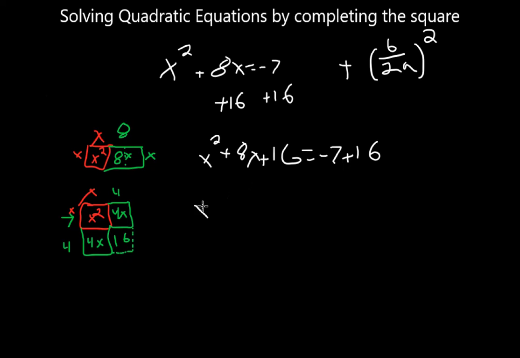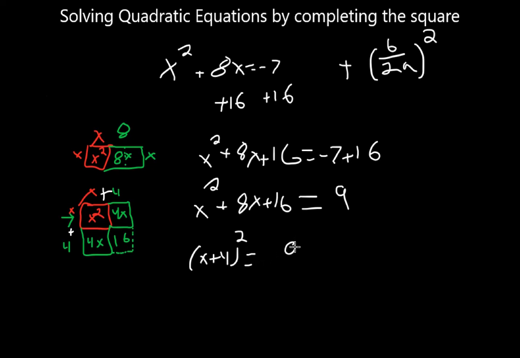Now let's simplify the right side. We'll have x squared plus 8x plus 16. Negative 7 plus 16 is 9. Now this side, we could go through the process of factoring it, or if we look at our square, we know the side lengths are x plus 4, so it'll just be x plus 4 squared is equal to 9.